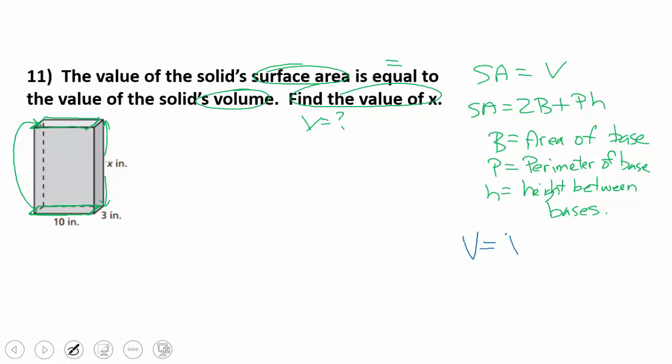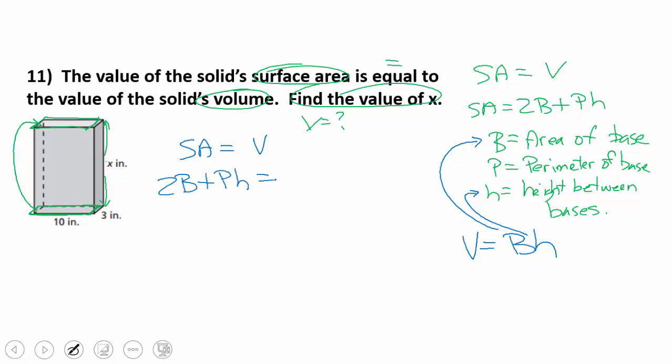Volume is equal to area of the base times the height. Well, we already know what area of the base is, and we already know what height is. So we're going to put those together. It says they're equal. So surface area equals volume. In other words, 2 times area of the base plus the perimeter and the height is equal to the area of the base times the height.